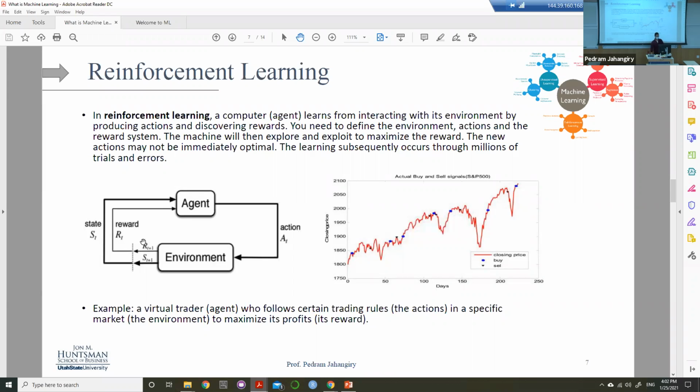An example in finance: imagine a virtual trader, an agent, we call it agent, right, who follows certain trading rules. So these are the actions. We have to say these are the things that you can do: buy, sell, short sell, things like that, right? In a specific market, so this is the environment. The environment is the stock market. To maximize its profits, so the reward is going to be profit. And you're going to let the agent do its job.